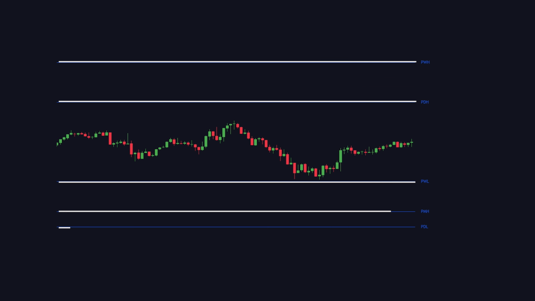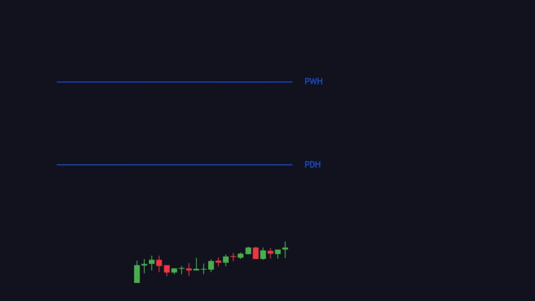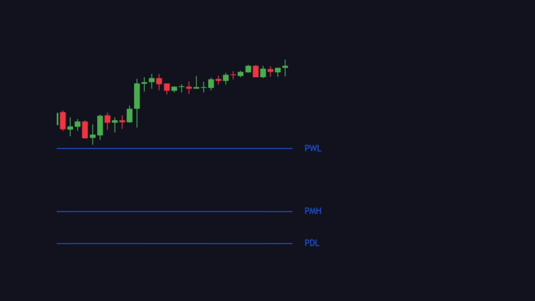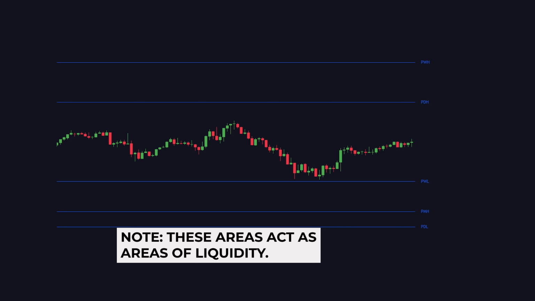Then finally, the indicator also lets you display higher time frame highs and lows, for example, daily, weekly, and also monthly on your chart. These levels often act as strong liquidity zones. You can use these with other features like the order block or FVGs for confluence.